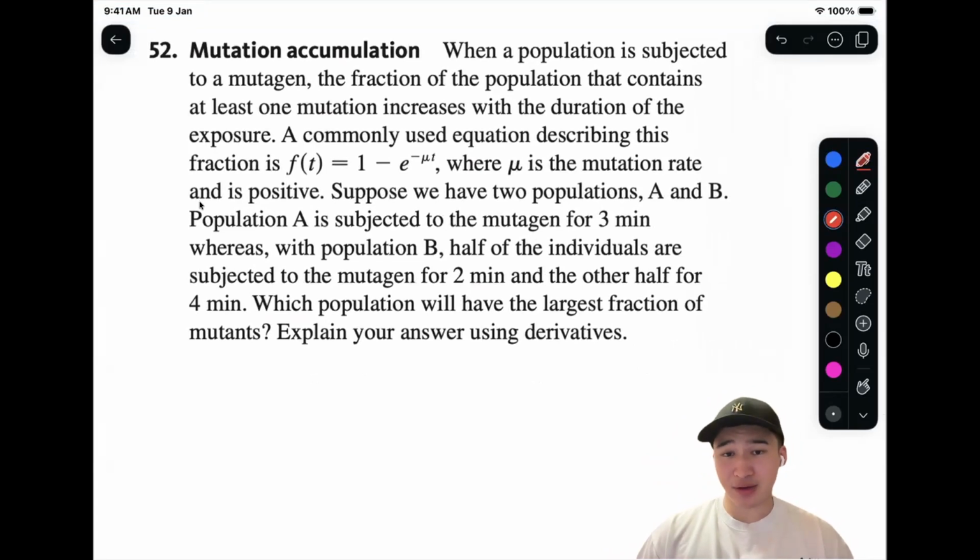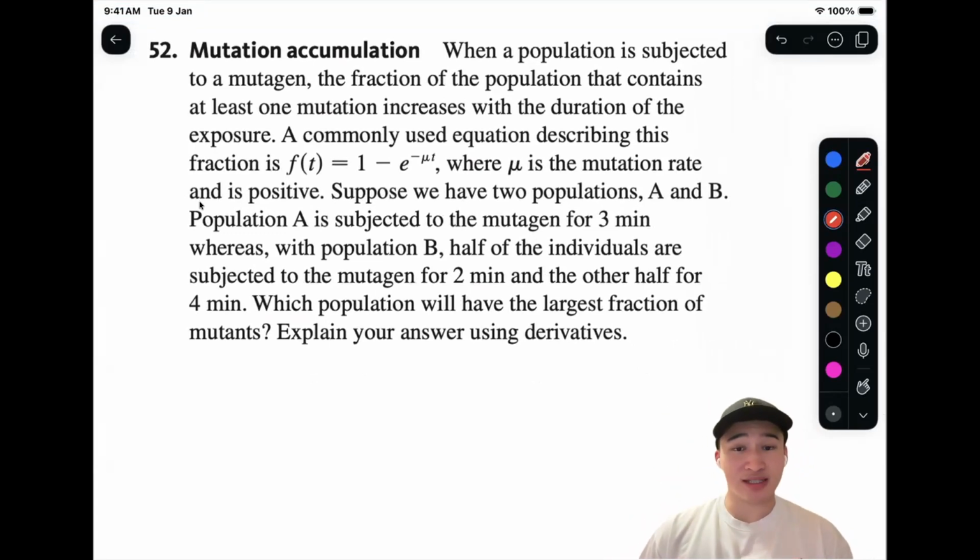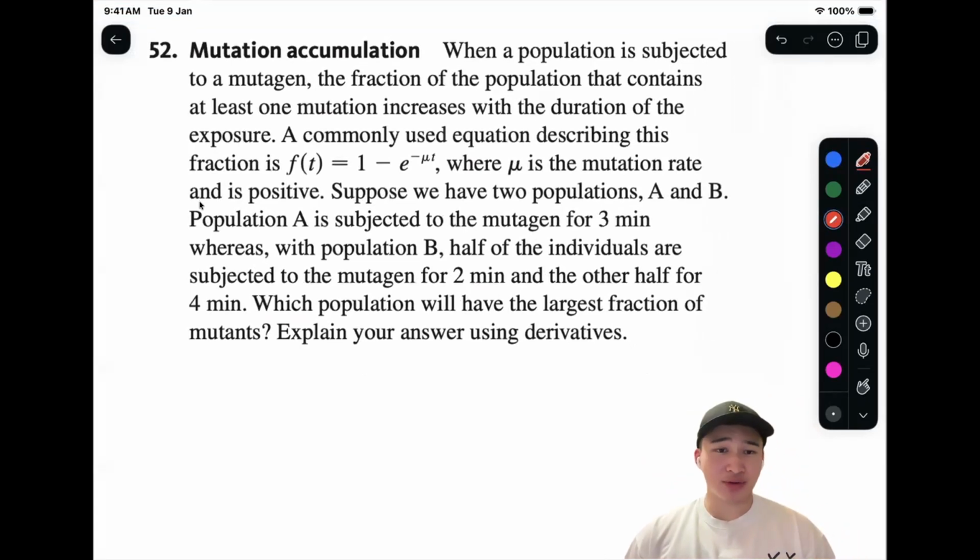And it says a commonly used equation describing this fraction is f(t) equals 1 minus e to the power of negative mu t, where mu is the mutation rate, and it's positive. Suppose we have two populations, A and B. Population A is subjected to the mutagen for 3 minutes, whereas with population B, half of the individuals are subjected to the mutagen for 2 minutes, and the other half for 4 minutes. Which population will have the largest fraction of mutants? Explain your answer using derivatives.